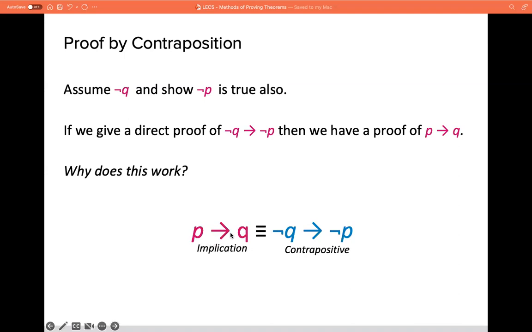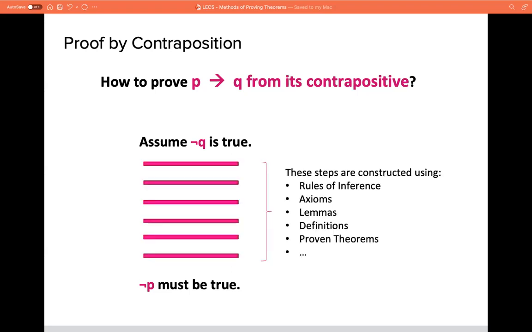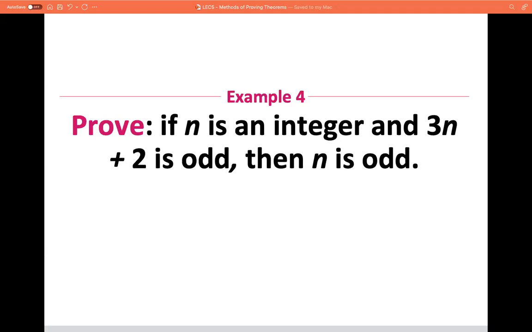Okay, so why does this work? The implication P implies Q is already proven to be logically equivalent with its contrapositive, not Q implies not P. So how can we prove P implies Q from its contrapositive? We first assume not Q is true, and so not P must also be true. And we can do this by using steps constructed using rules of inference, axioms, lemmas, definitions, proven theorems, etc.